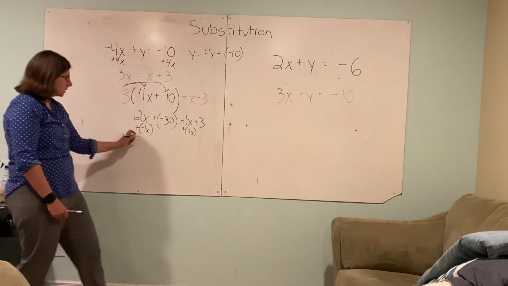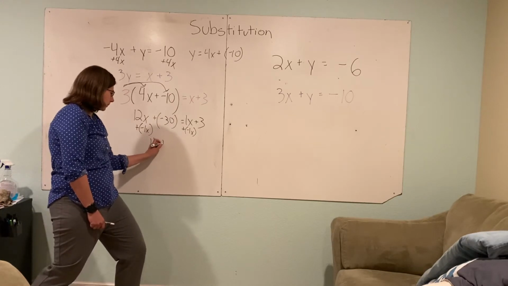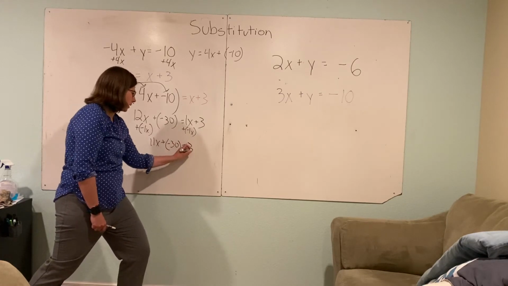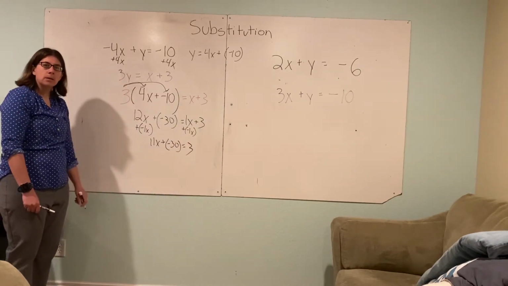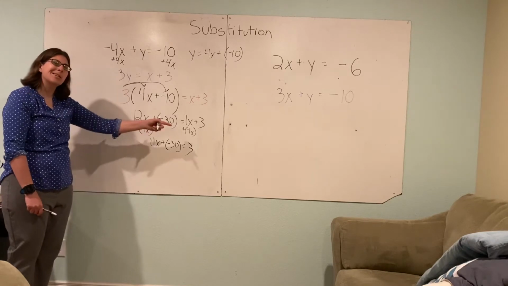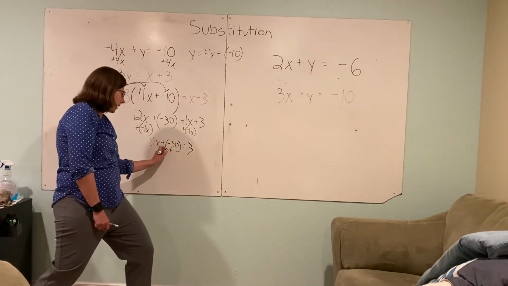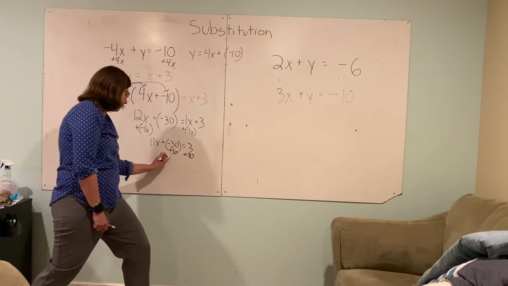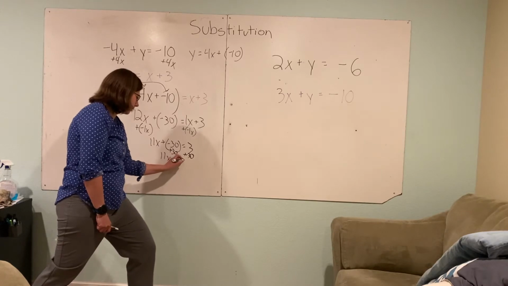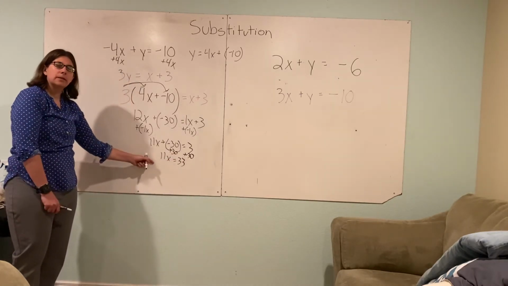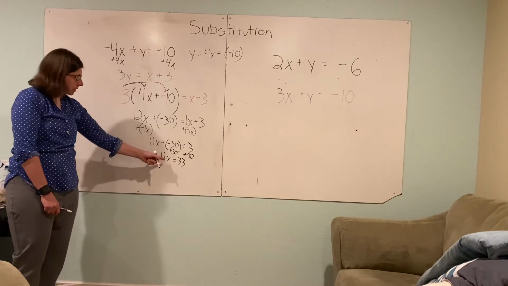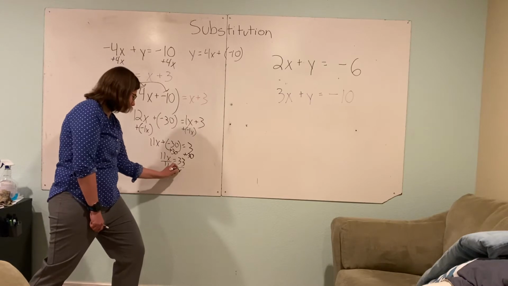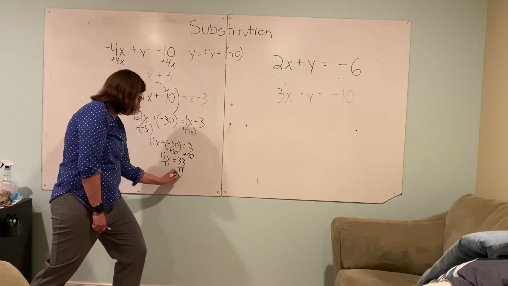12x plus negative 1x is 11x plus negative 30 equals 3. We got the variable on the left. Because the variable's on the left, we need to get the constant on the right. So we're going to add 30 to both sides. 11x equals 33. Still isolating the variable here, so number next to a letter means we're multiplying. To undo multiplication, we're going to divide, so we're going to divide by 11. X is going to equal 3.